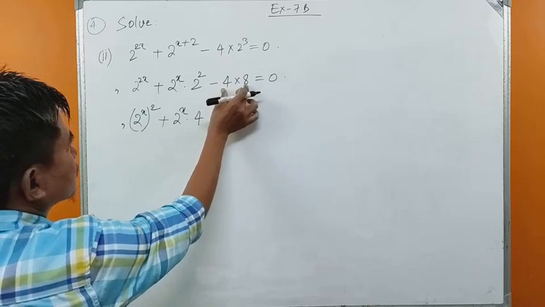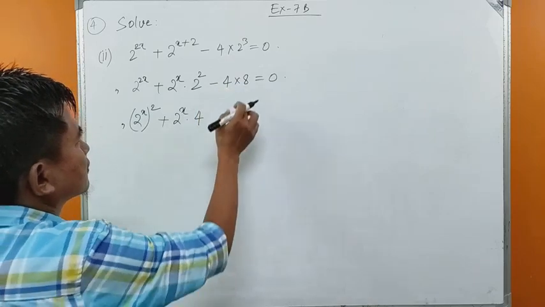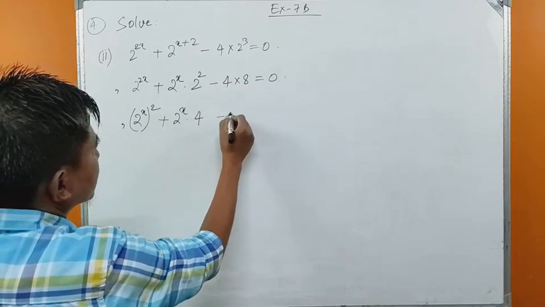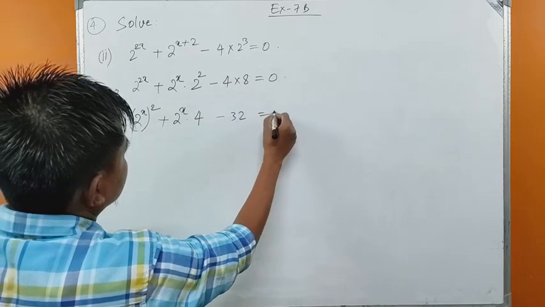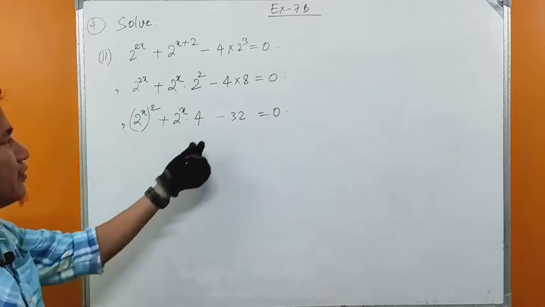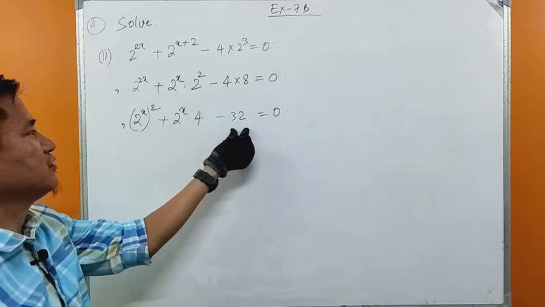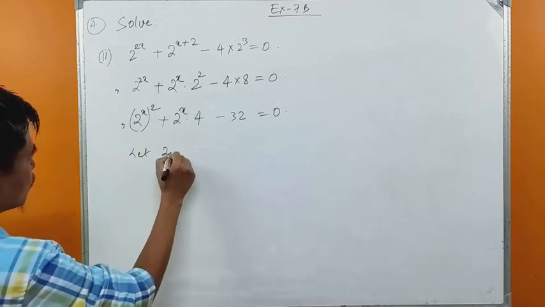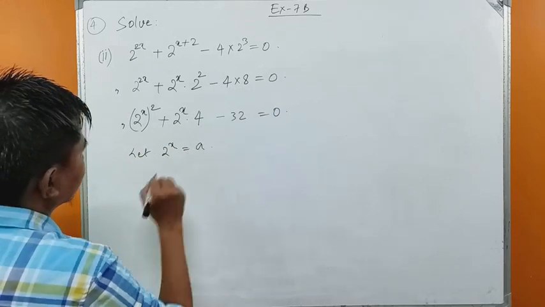This is minus 32. Let us now take this number to the right hand side. 4 8s are 32, so we write minus 32 here equals to 0. Are you getting me? Minus 32. Now let 2 to the power x equals to a.